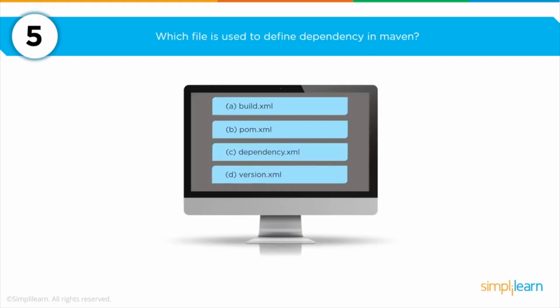Which of the following files is used to define dependency in Maven? Do we have A, build.xml, B, pom.xml, C, dependency.xml, or D, version.xml? And the answer is pom.xml.